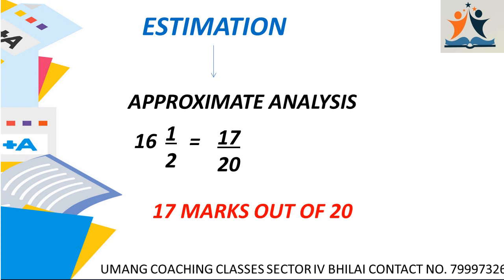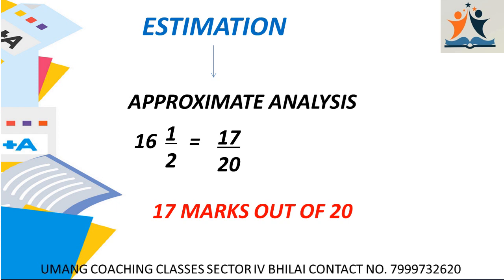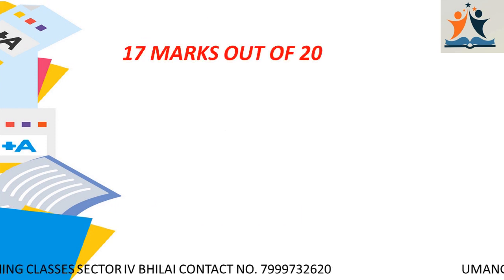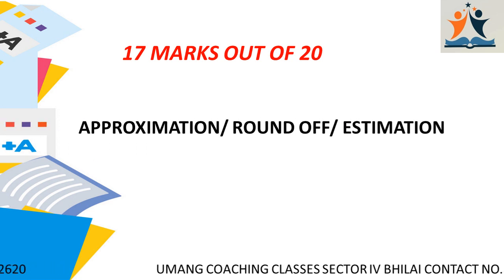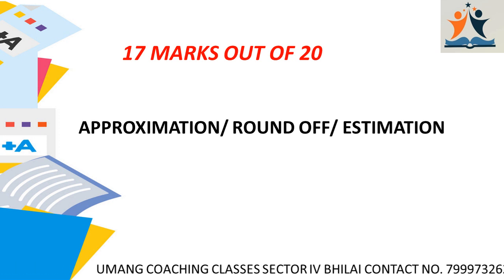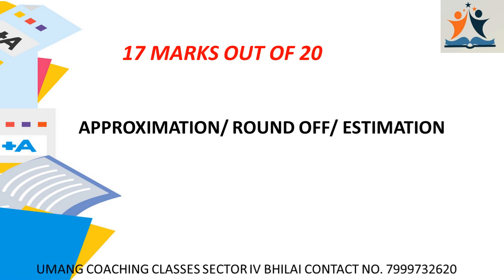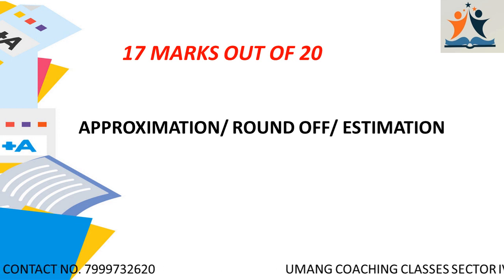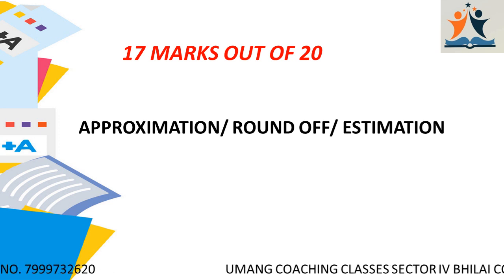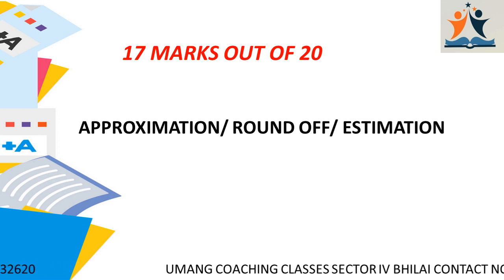It is an approximate analysis. If I got 16 and a half marks, we have rounded it off, and I have said that I got 17 marks out of 20. So this is an approximation. This 17 marks out of 20 is called approximation, round off or estimation, whichever you like. I have rounded the half mark up into 1 mark and said that I got 17 marks. So this completing of the number is called approximation, round off, or estimation. Now we'll learn how to do this estimation.